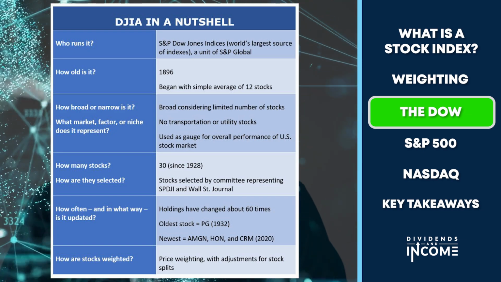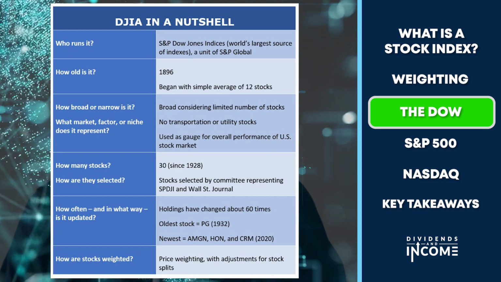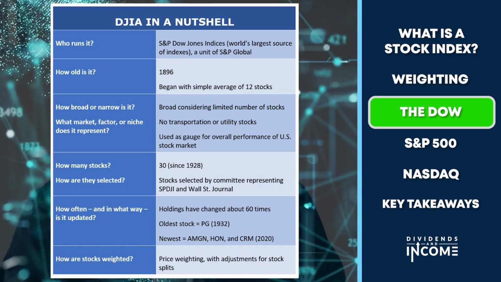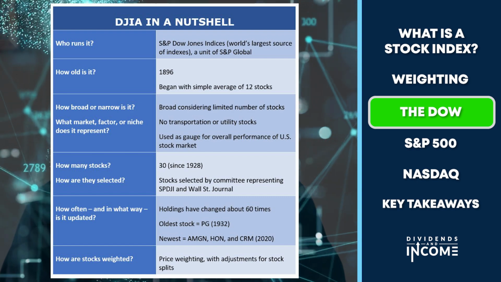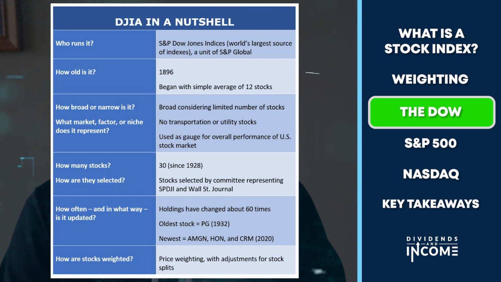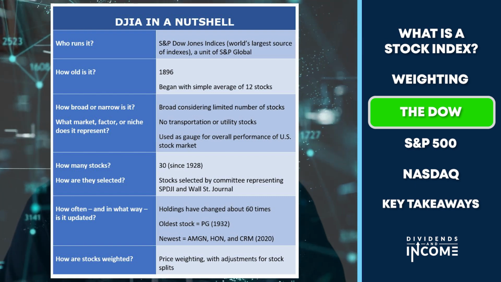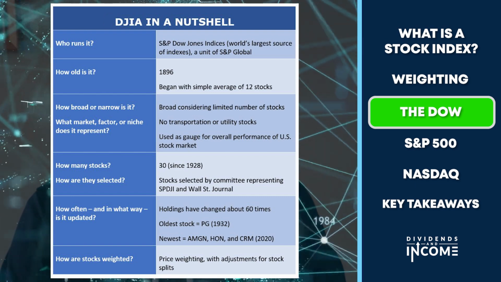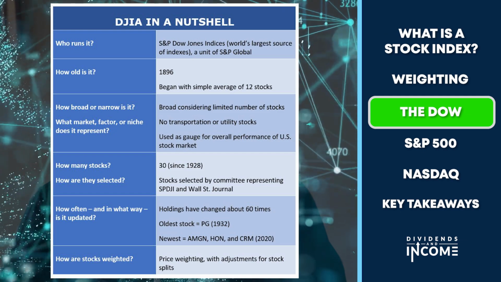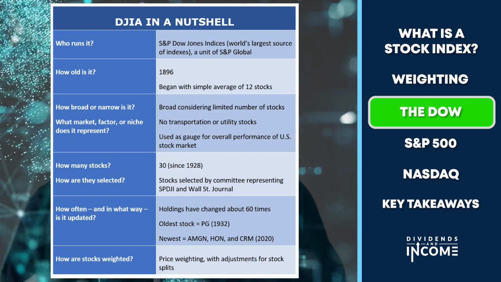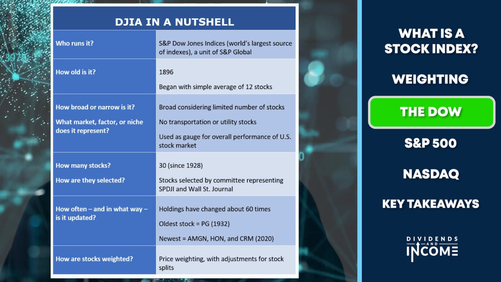The Dow is broad, meaning it covers most or all economic sectors, which is a feat in itself considering it only holds 30 stocks. There are no transportation or utility stocks in the Dow. Those have their separate Dow indexes. In fact, the Dow Transportation Index is actually a little older than the Dow Jones Industrial Average. And the Dow is used as a gauge for the overall performance of stocks in the United States.